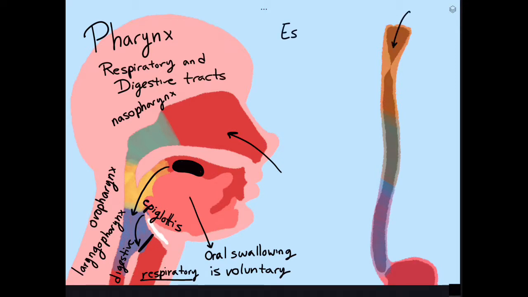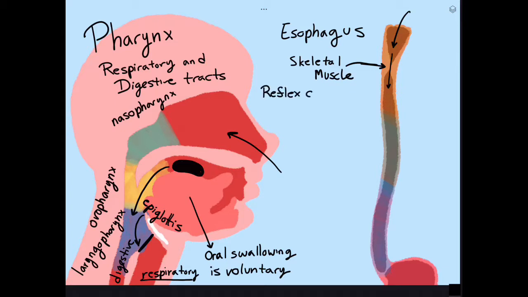And now we're ready to talk about the esophagus. So once we swallow, food is passed into our esophagus where it meets its first barrier, the upper esophageal sphincter. And this sphincter is completely composed of skeletal muscle, but it's not under voluntary control. It's under reflex control. So opening of the sphincter is a reflex triggered by your oral swallowing.